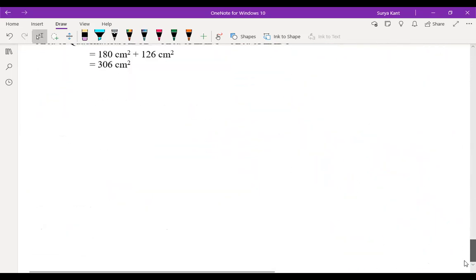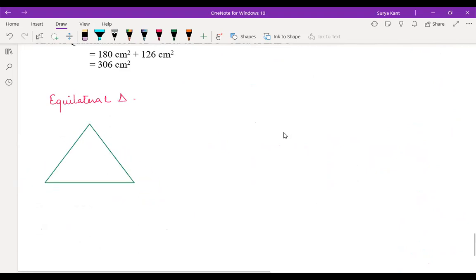What is the area of an equilateral triangle? First you tell me, Udbhav, what is an equilateral triangle? Triangle with all sides equal. So all sides are equal in this, right? Let all sides be A. Right here all sides are A.